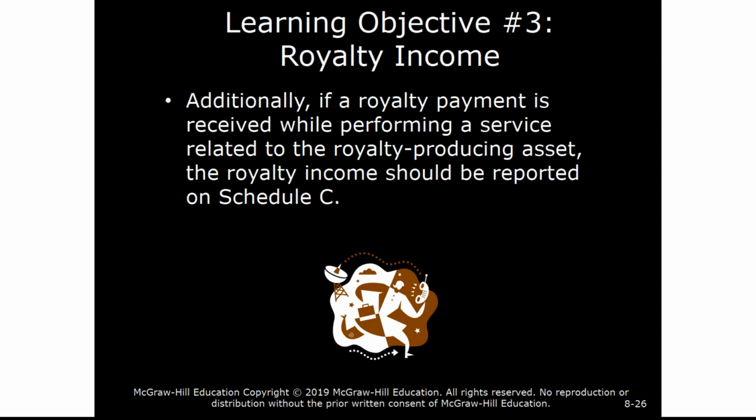What if, however, you went out and you promoted the book, signed autographs, went to bookstores? That would be different. That would be Schedule C income. Because while it's related to the royalty, it's actually not the writing of the book, which is what you're being paid the royalty on. This is promoting the book. And so any income or expenses that you either receive or incur related to any income-producing activities would be reported on Schedule C.